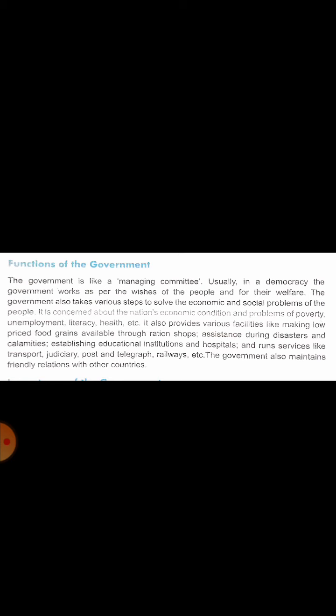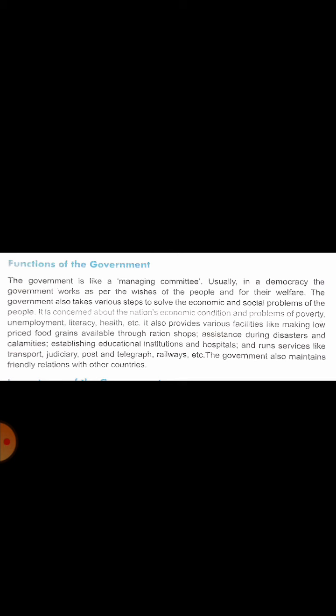The government is like a managing committee, usually in a democracy. The government works as per the wishes of the people and for their welfare. Just underline that first 2 lines. So a small narration is there. What is government? The government is like a managing committee that manages everything. Usually in a democracy, the government works as per the wishes of the people and for their welfare.